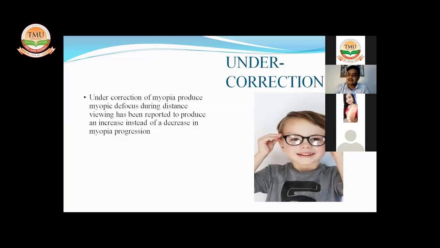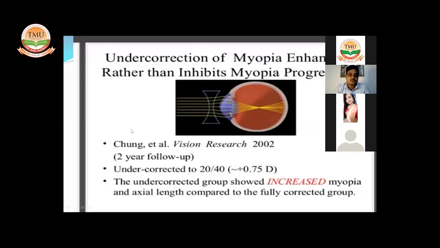progression. So this undercorrection is very common and a very new topic here in the factors, where the study done by Chung et al. in Vision Research 2002 is a two-year follow-up study where all the participants were undercorrected, to 20/40 with a plus or minus 0.75 diopter. The undercorrected group showed increased myopia and axial length compared to the fully corrected group. So in this study, the groups were divided into two parts, where the patients who were undercorrected showed increased myopia and axial length as compared to the fully corrected group.